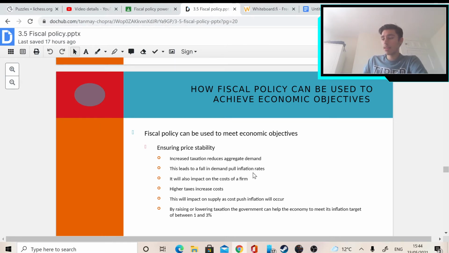So let's say there is no demand and government wants to encourage demand for products, they'll reduce taxation so that people have more money to spend. It will also impact on the costs of a firm. High taxes increase costs, of course.